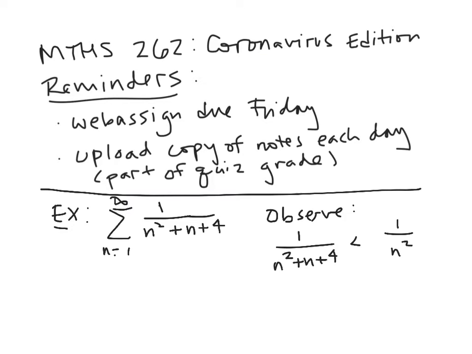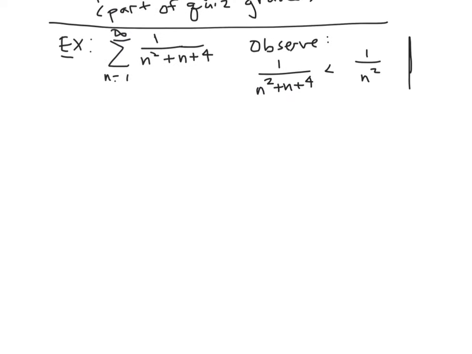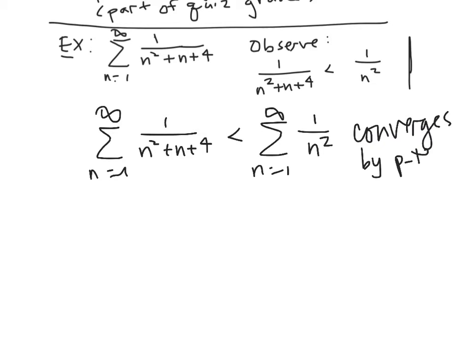So what do you think happens? Well, it's not so hard to see that this sum must be less than this sum on the right. And we know that this sum on the right converges by the p-test with p equal to 2.